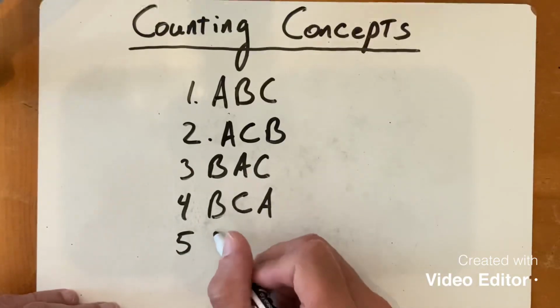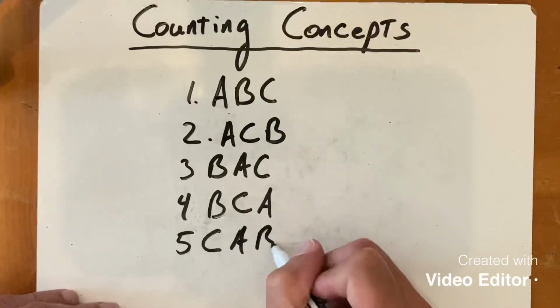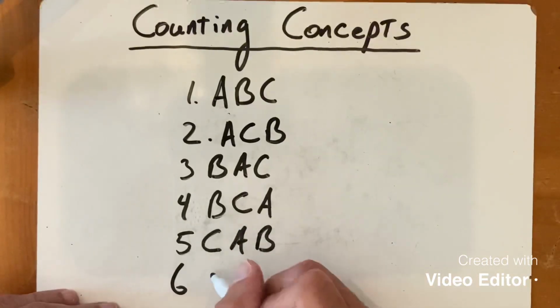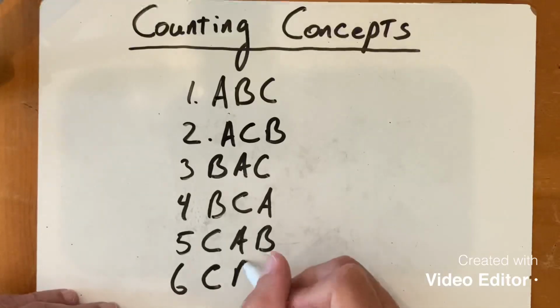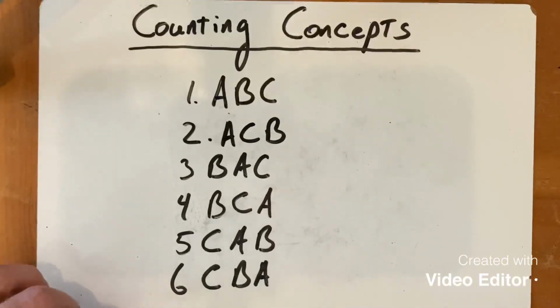Fifth way, now I can put C first and do A and B, or I can do C first, then B and A. So there's the 6 different ways that I can put these 3 letters in order without repeating any of the letters.